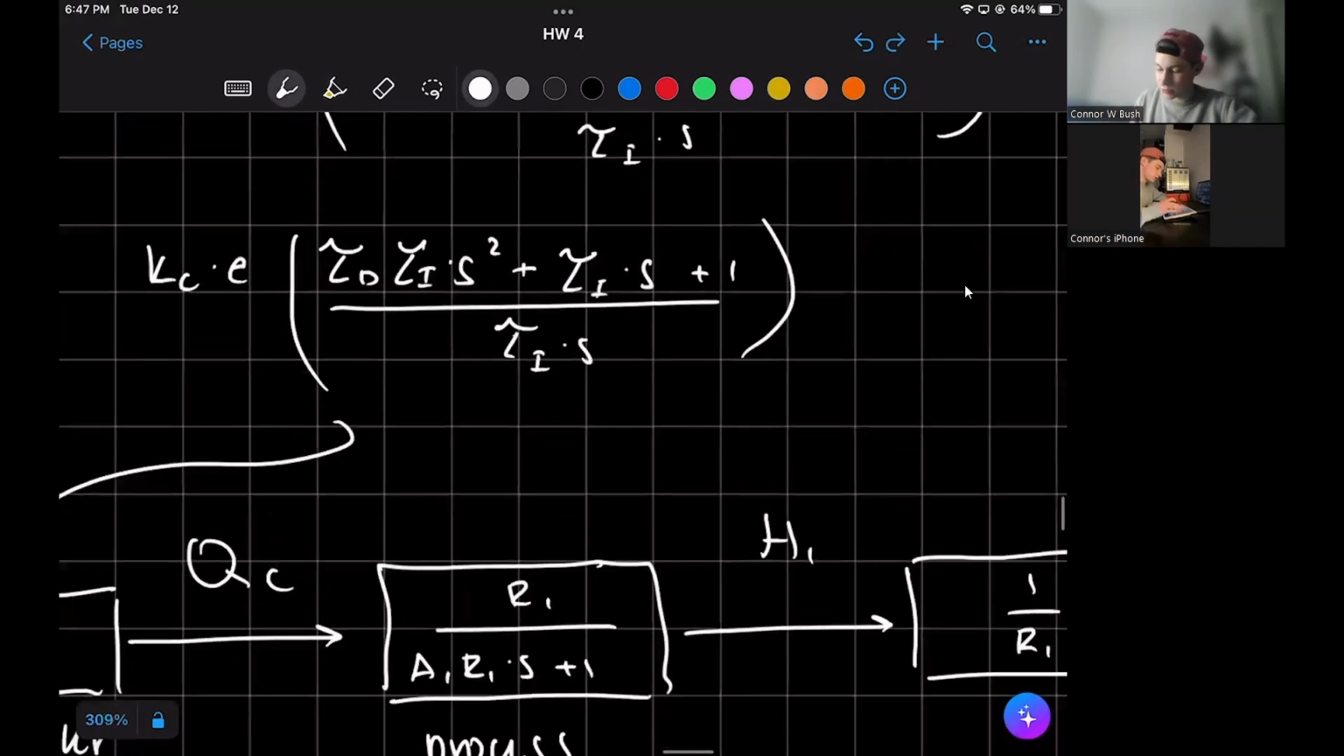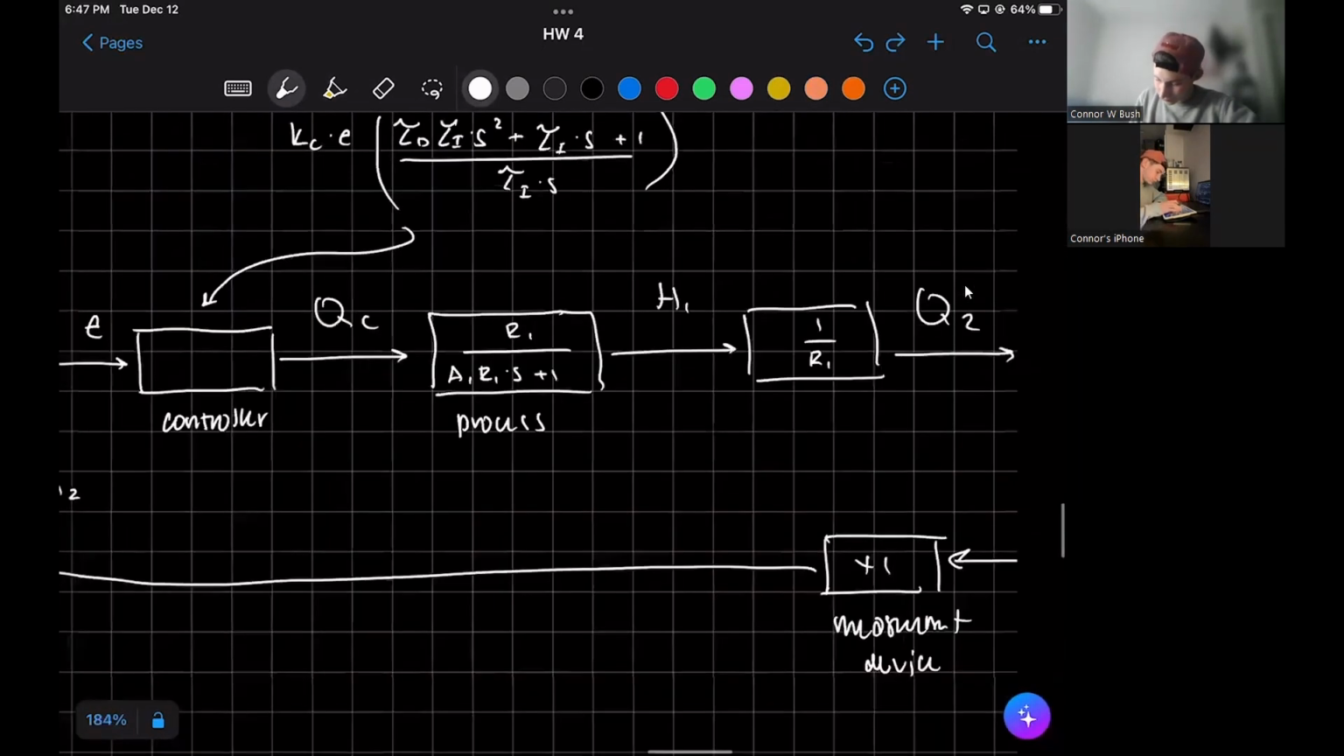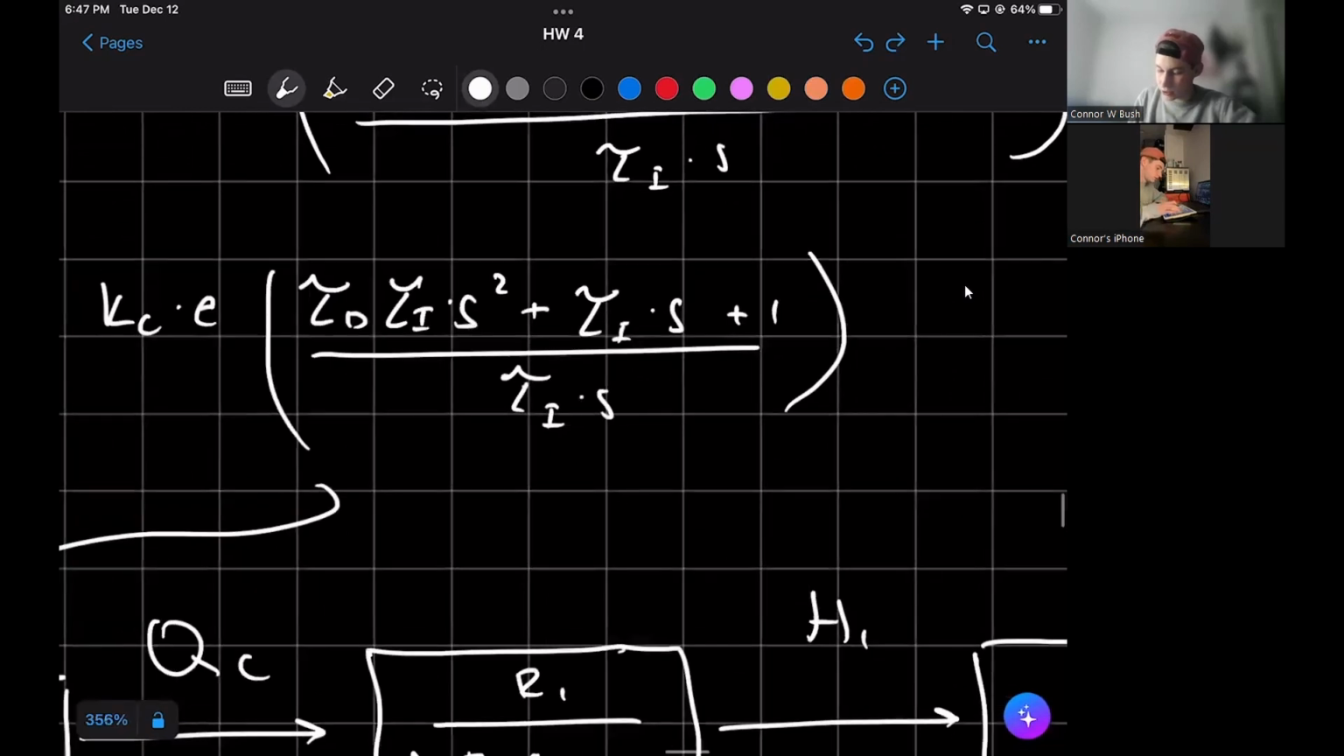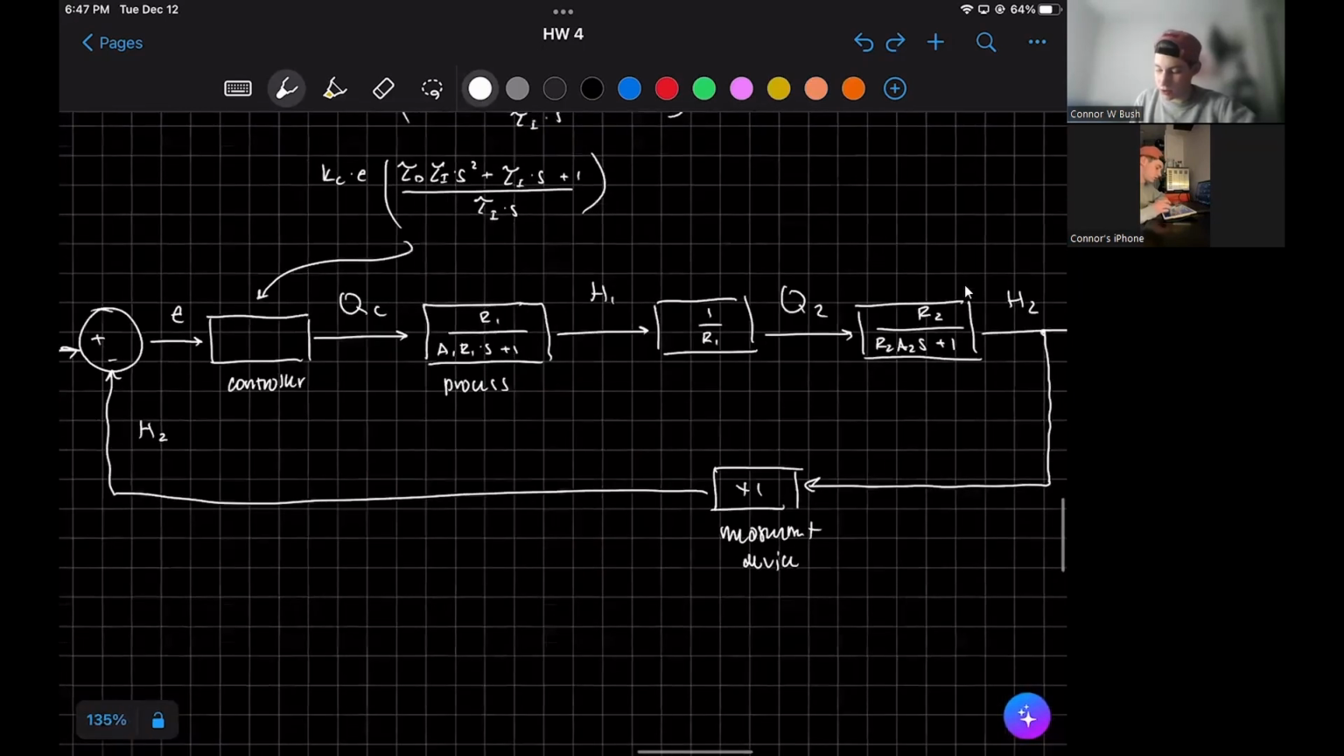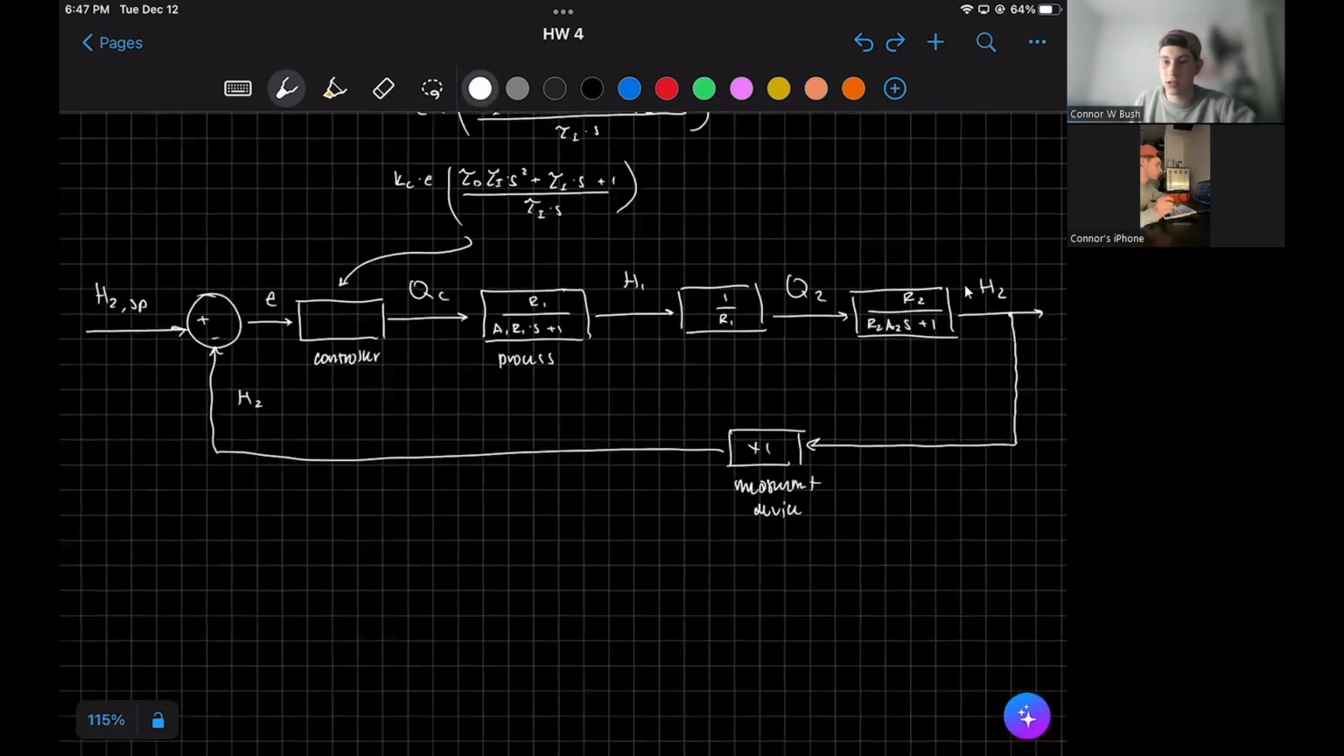So this is the transfer function for the PID controller itself. And then we'll get into what adding or multiplying all of this together to get one transfer function for a feedback loop looks like in Python. So let's jump back into our code.